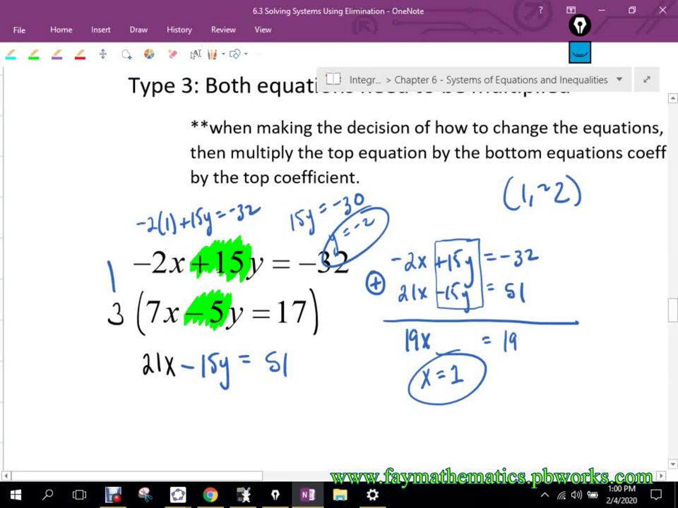This number is allowed to be anything that it wants to be, or that we want it to be. If I want to multiply by 10, I could. But if I multiply everything by 10, I get 70x and I get 50x, right? Well, those aren't opposites of those two numbers.